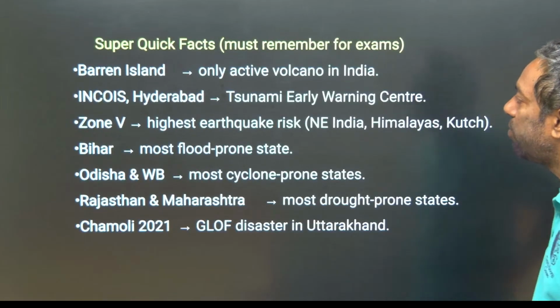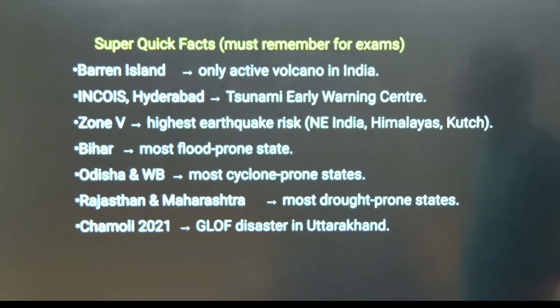Barren Island is the only active volcano in India. INCOIS Hyderabad is the tsunami early warning center. Zone 5 is the highest earthquake area, northeastern Himalayas and Kutch areas. Bihar is the most flood-prone area, and Odisha and West Bengal are the most cyclone-prone states. Rajasthan and Maharashtra are the most drought-prone areas.